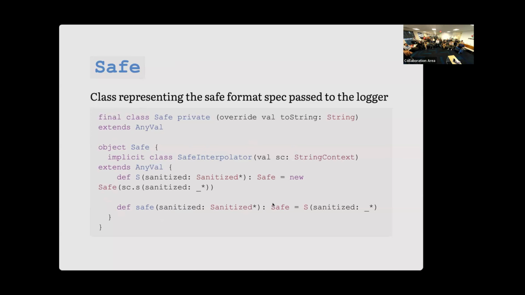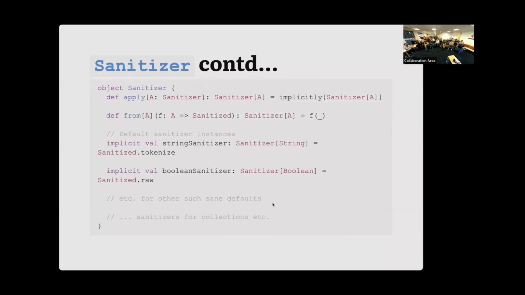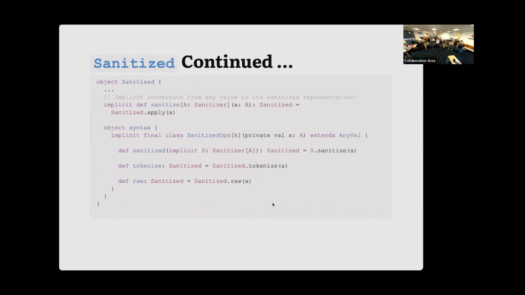We just use uppercase S. The regular string interpolator we have is the lowercase s, so we just want to match with that. So that's the uppercase S. So when you pass in your format spec, the parameters are going to be converted into sanitized, and that's what gets logged. And in order to convert to sanitized, you need a sanitizer, which is what this implicit conversion here does.